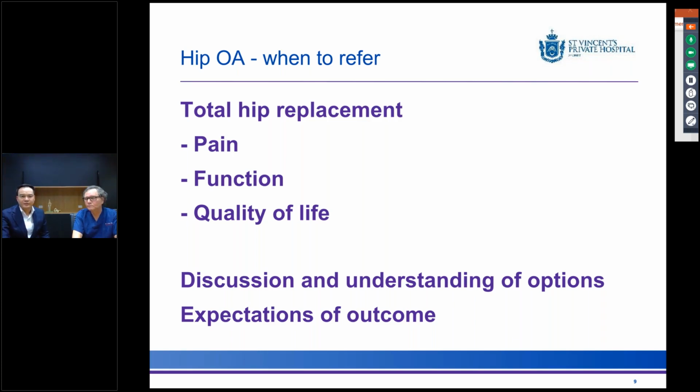And just going back to that framework earlier, so thinking about in terms of pain, function, and quality of life, to where there's an established radiographic osteoarthritis, the total hip replacement is indicated when in these categories, pain, function, and quality of life is no longer acceptable to the patient with the non-operative management.